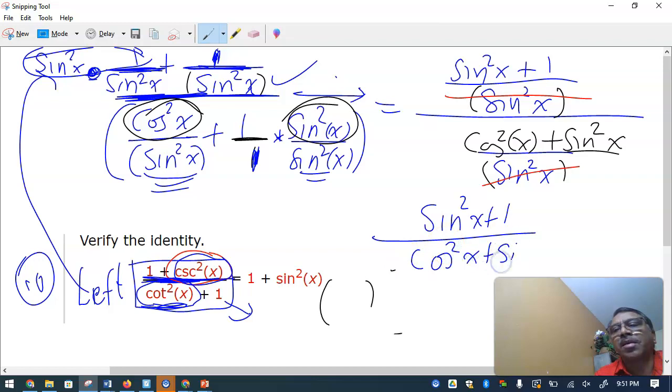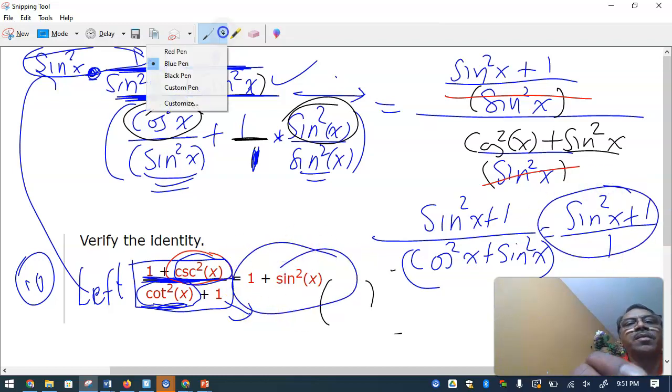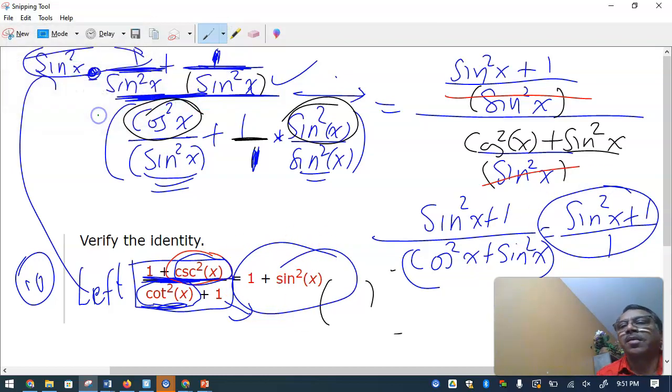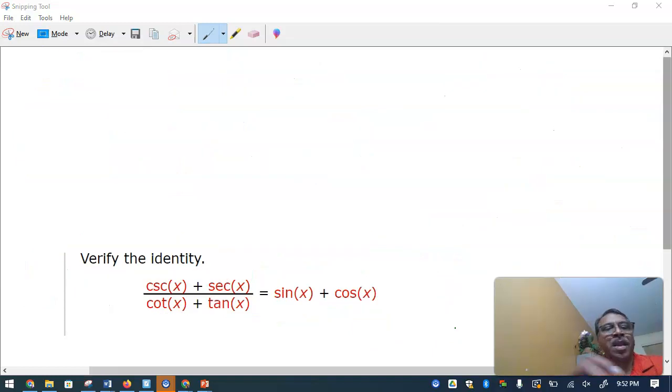But the moment you look at it, you know that the denominator is a Pythagorean. You can use the Pythagorean identity, which is cosine square plus sine square is 1. And that's all we wanted. So this is the same as this one. We are done. Let's go to the next one, question number 11.